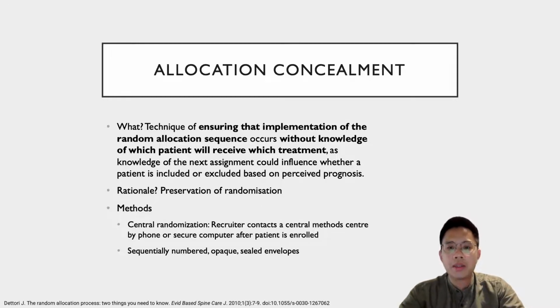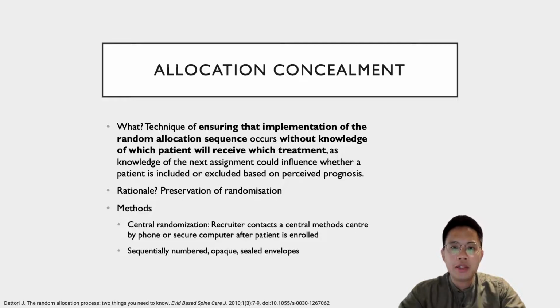So allocation concealment comes next. Allocation concealment is that process of ensuring that the randomization sequence is kept hidden from the individuals who are involved in the conduct of the study, particularly recruitment of subjects. So why is this important?